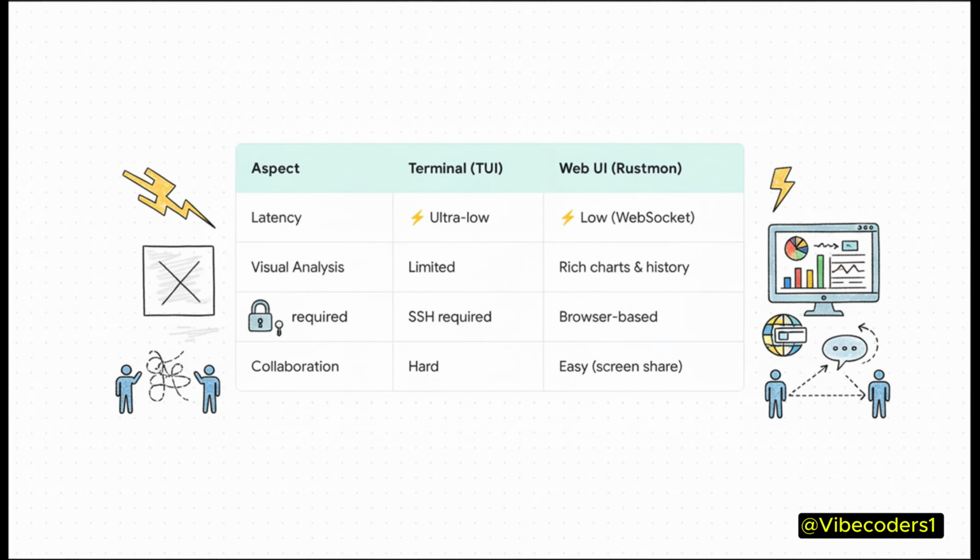This table from the project's creator just lays it all out so perfectly. Take a look at latency. The terminal is, of course, ultra low, but Rustmon's web UI, because it uses modern WebSockets, is still really, really low. Visual analysis, yeah, pretty limited in the terminal, but super rich in the web UI. And when you look at remote access and collaboration, it's no contest. The browser-based approach wins, hands down.